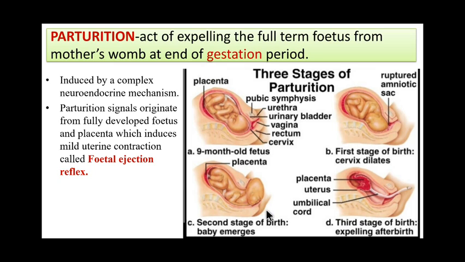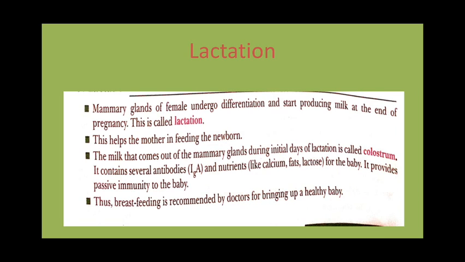It is pushed out of the uterus through the birth canal. The infant's lungs expand and it begins breathing. Next, the placenta and the umbilical cord are expelled out. That is the third stage of birth, called expelling after birth. So after this, lactation.